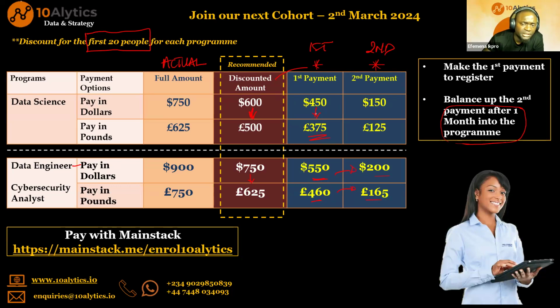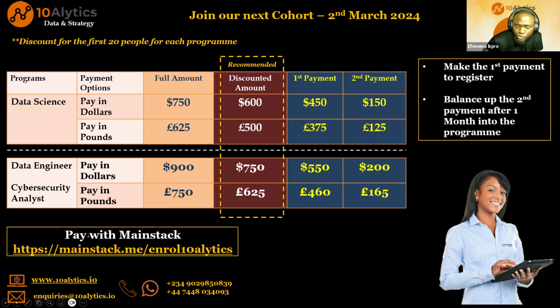So the first payment is $450 or £375 for data science or data engineering, and $550 or £460 for cybersecurity, and you can pay in two installments to get started. All you need to do right now is secure your position by paying the first amount. I'm going to show you how to do that real quick.